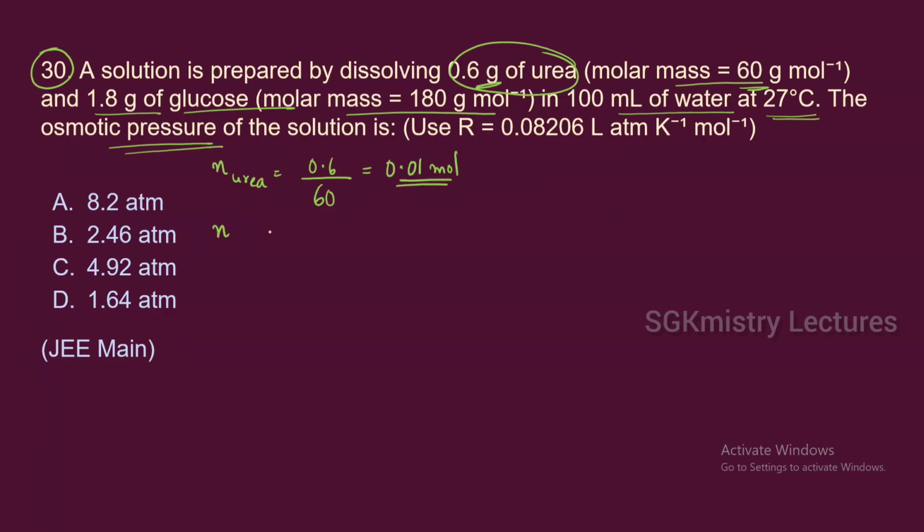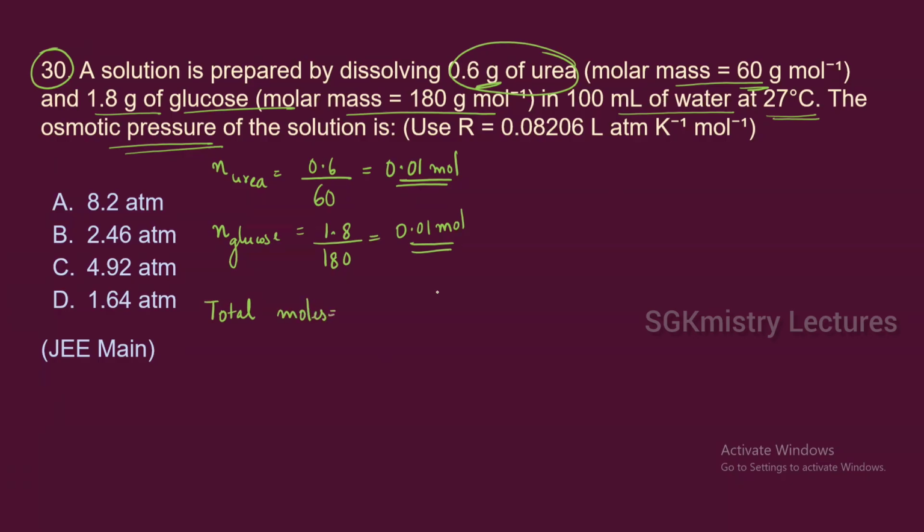Next, we can also calculate the number of moles of glucose. So given mass is 1.8, molar mass is 180. So we have again 0.01 mole. So from the given data, these two things can be easily calculated. Now they have asked the osmotic pressure of this entire solution, which contains both urea and glucose. So let us calculate the total number of moles.